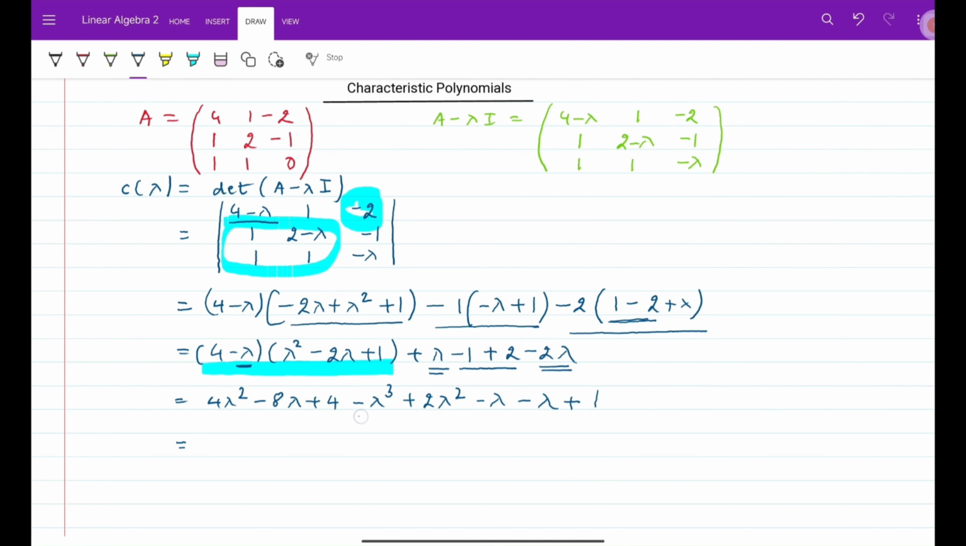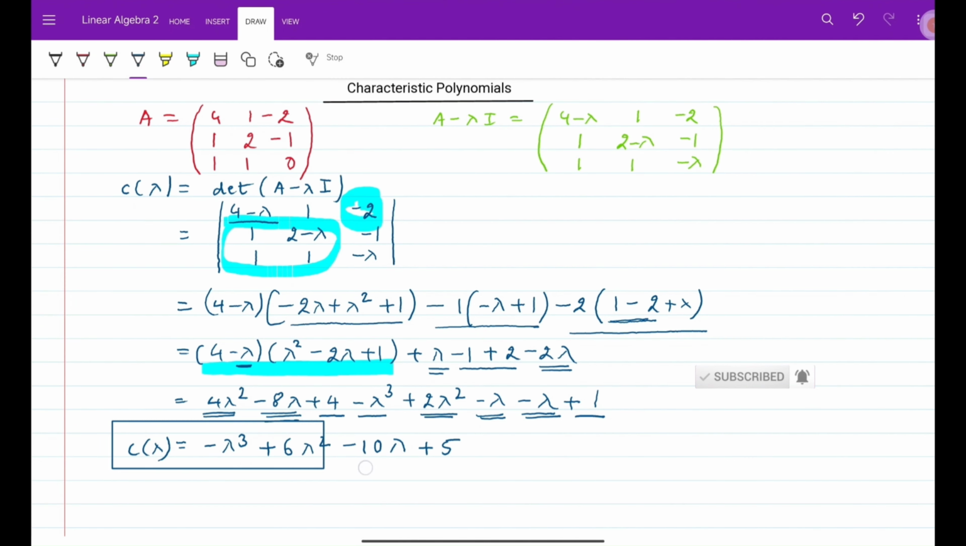Going on further, we have negative lambda cube, then we have quadratic terms. So this is 6 lambda square. We have linear terms, minus 8 lambda, minus lambda and minus lambda, that's negative 10 lambda. And lastly we have 4 and 1, so that's 5. So thus we have the characteristic polynomial of matrix A is nothing but negative lambda cube plus 6 lambda square minus 10 lambda plus 5.